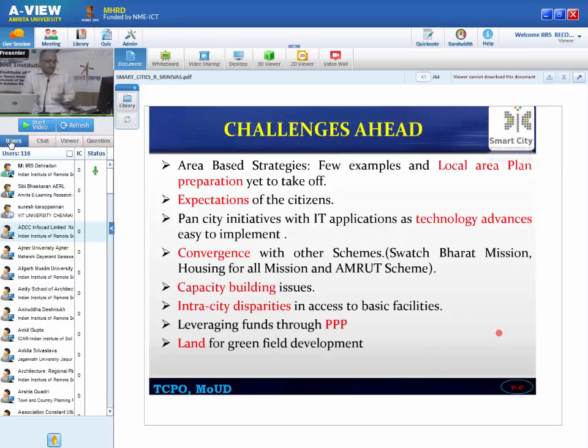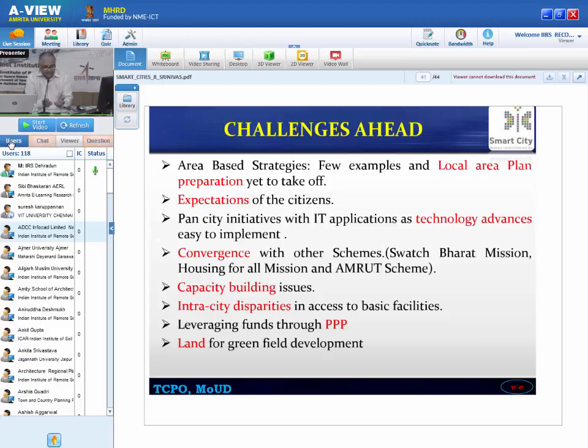Now, what could be the challenges ahead? The Ministry of Urban Development has come up with the smart cities, and this Amrit Mission has also been launched. Now, what could be the challenges ahead? This is area-based strategies, a few examples and local area preparation. In Delhi, there has been an experience of preparing the local area plan. Some others, like Pune, have tried. But a large number of cities have not taken up the exercise at all. So it is my apprehension that area-based strategies may have some difficulty in implementation. If the city had prepared a local area plan, then it would be easy to implement the area-based strategies.